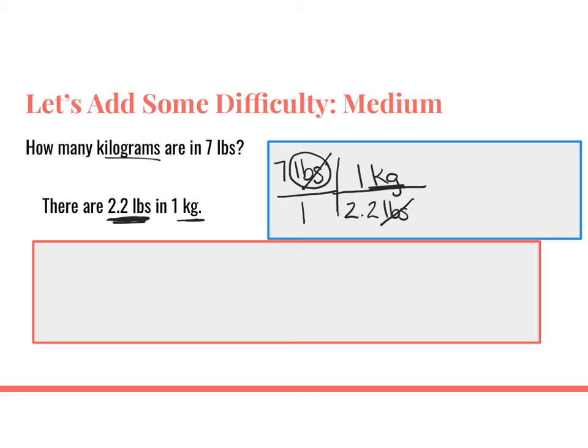So then what I want to do is plug this into my calculator. I'm going to take 7 divided by 2.2, and when I do that, I end up with 3.18, and again, I need a unit on it, kilograms. But when I look at my sig figs, I only have 1 sig fig. So when I give you an answer, it's going to be 3 kilograms.